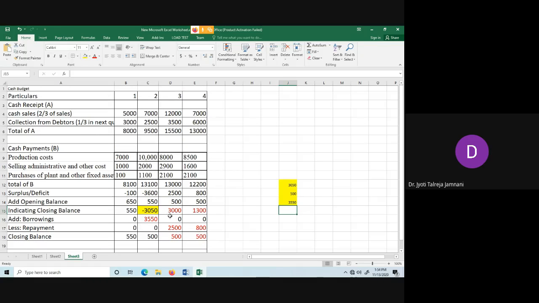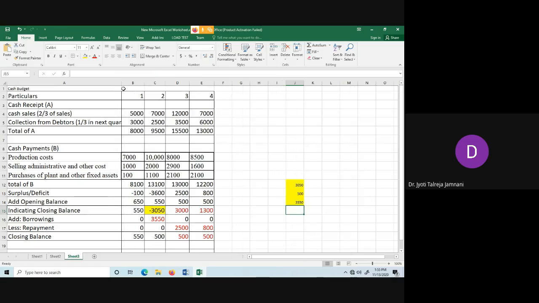So this is the cash budget for each of the quarters for the next 4 quarters. The problem was easy. The only thing here was the twist, the indicating closing, borrowing and all. If you don't do this correctly, you would lose marks.